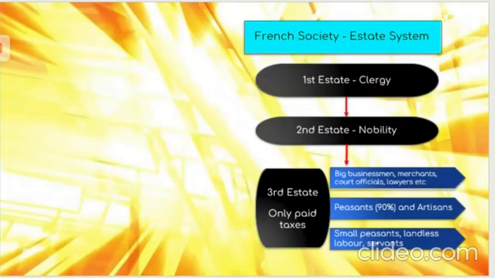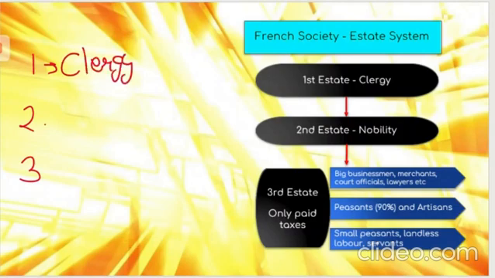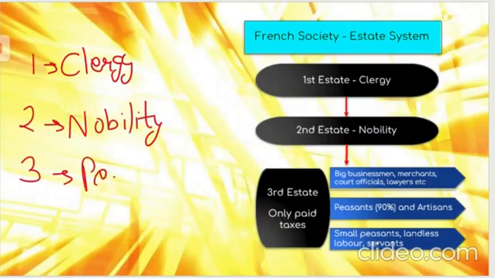So let's see ahead. Now students, the French society. When I talk about the French society, this French society had three estates. It was an estate system. What were the three estates now? The first estate, the topmost estate, was the clergy. The second one was the nobility, and the third one was the peasantry.